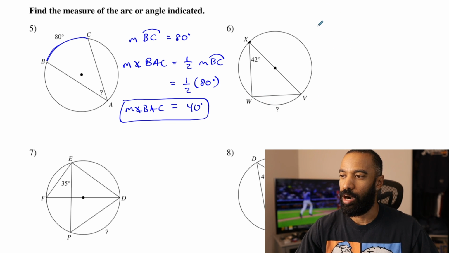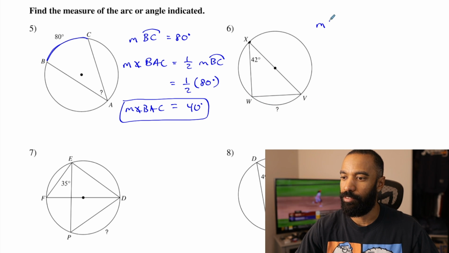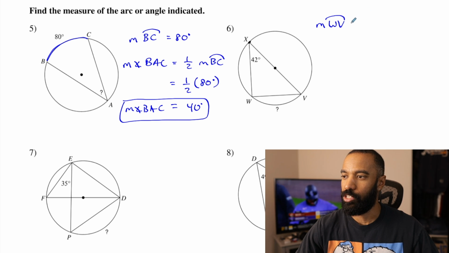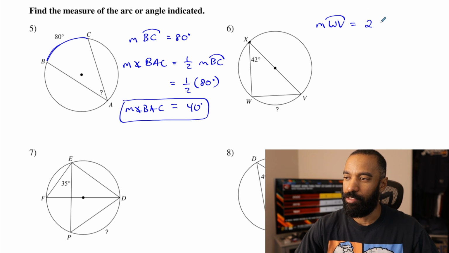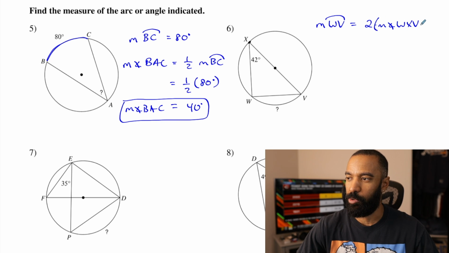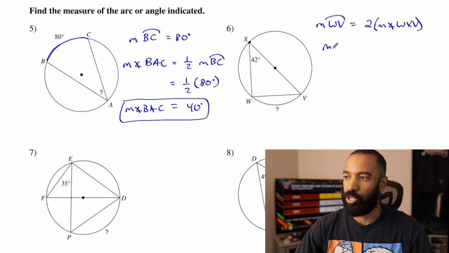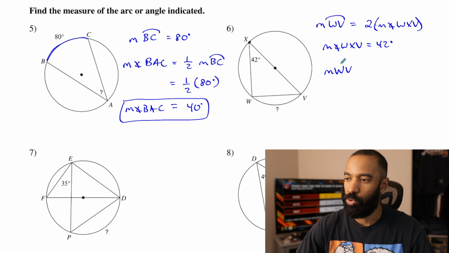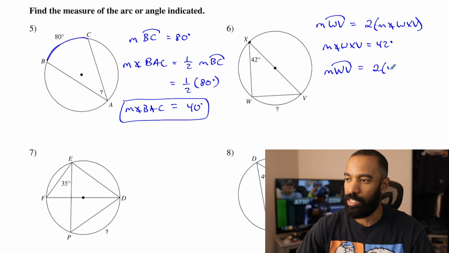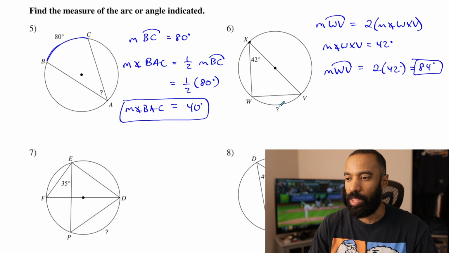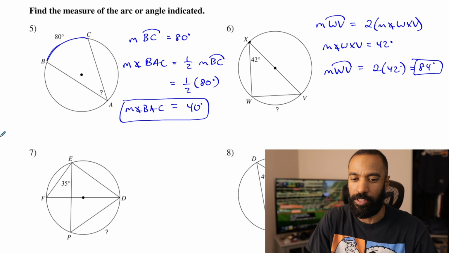The intercepted arc WV, the measure of arc WV, is going to be double that of the measure of the inscribed angle here, WXV, right? 2 times that measure. Let's put in parentheses. And the measure of angle WXV is 42 degrees. So the measure of arc WV, we are going to take 42 and double it, and we get 84 degrees right there. So that's how much this is right here, being double that of its inscribed angle.